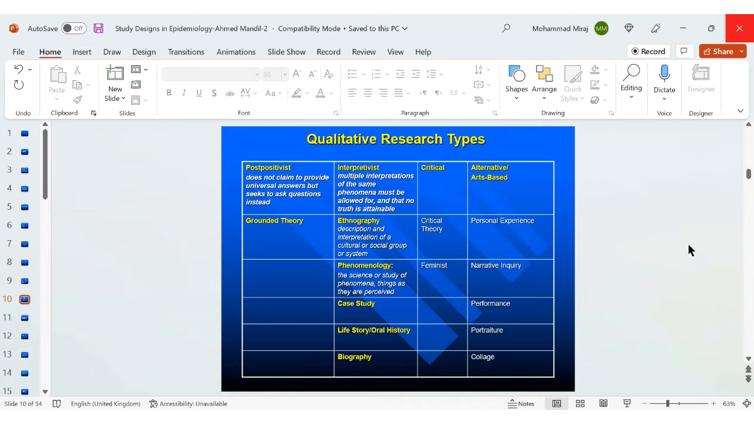And then you might have a biography. You can use a critical theory, you can present a personal experience. So these are all different types of qualitative research. Is it clear? Yes, sir.